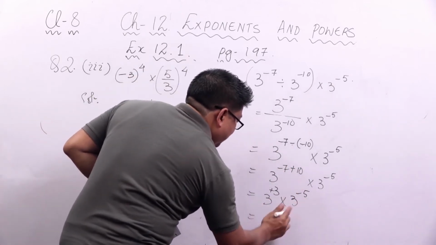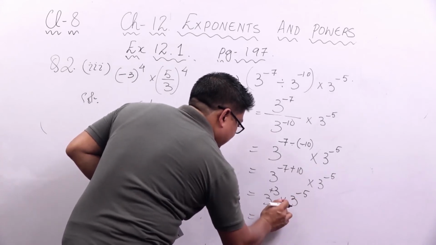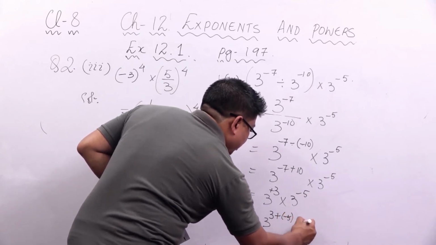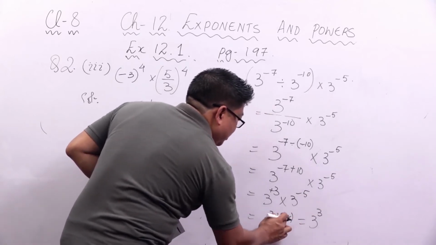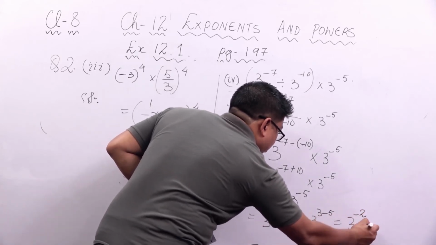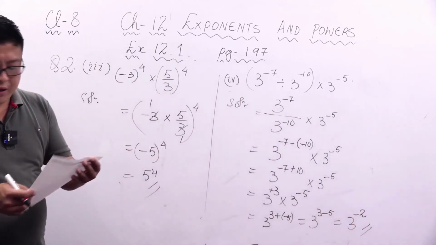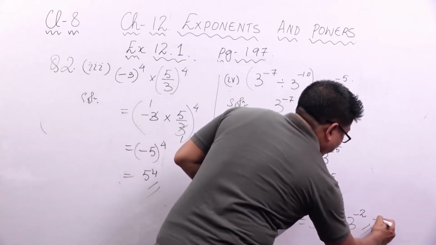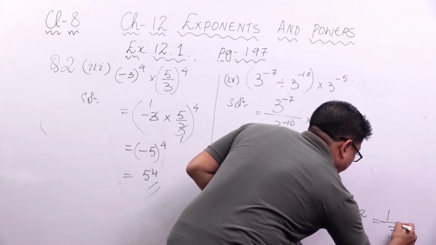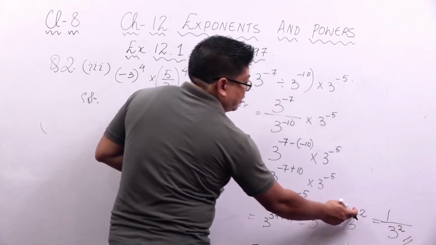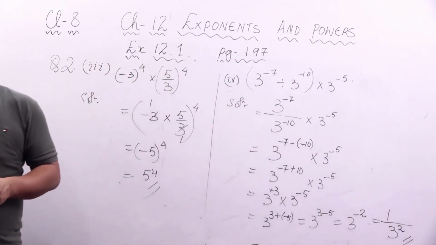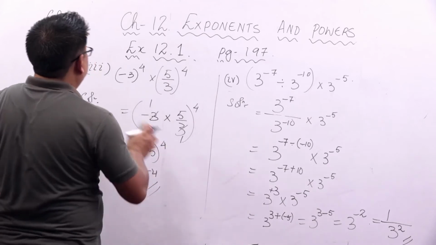So this base is same. Since it is multiply, add the powers. So we have 3 to the power 3 plus minus 5. So I'm getting 3 to the power minus 2. So this is your final answer. But they have asked us to represent it with a positive exponent, so I will write like this. To remove the minus, I put 1 by. All right, children. So this is about question number 4.